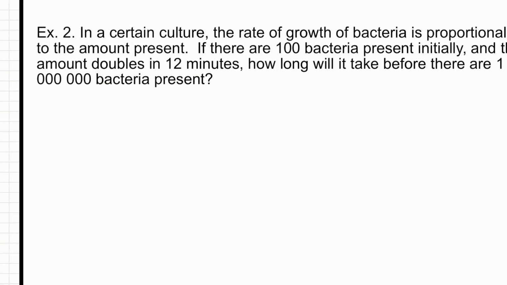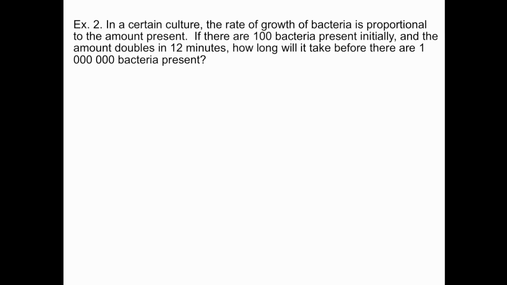Okay, so I'm assuming if you're back, you've gone ahead and tried it. So now let's go ahead and set it up. We know that our C value is equal to 100. That's our initial amount, 100 bacteria. We know that it doubles in 12 minutes. So when T equals 12, we're going to have 200 bacteria. So that gives us a point of 12 and 200. This is my T, this is my Y.